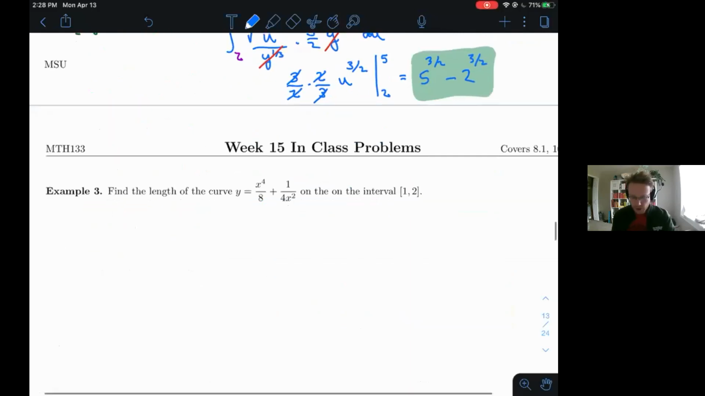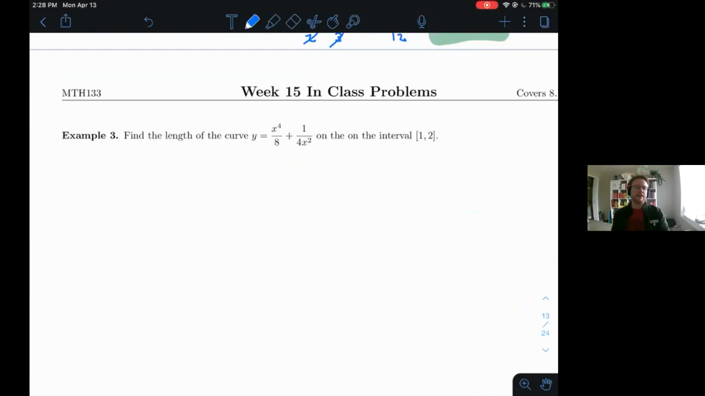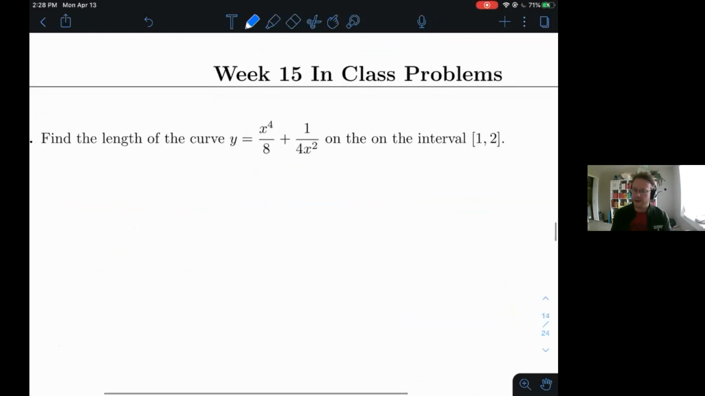Okay, so let's go ahead and move on. Find the length of this curve on the interval from 1 to 2. So in this case, we have a y equals sort of deal. And this looks somewhat similar anyway to the one that you saw in the video, the one that we went over. So maybe we're expecting a similar sort of trick here.